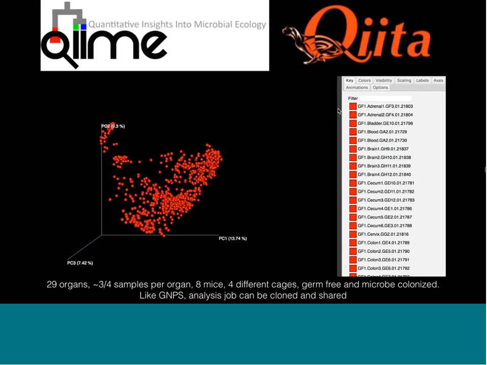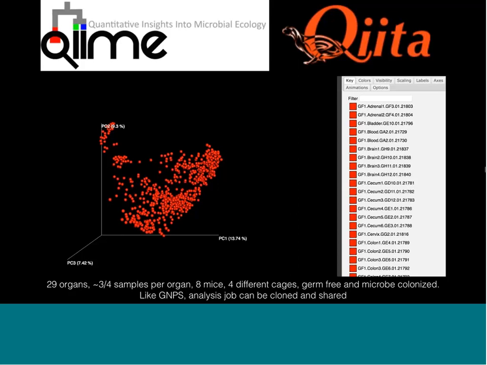And this is a study where we basically took 4 germ-free mice, 4 microbial colonized mice, and we asked the question, how does microbial colonization impact the chemistry associated with the different organs in these particular mice? So we took 29 organs. We have 3 to 4 samples per organ of 8 mice. And then we did a Bray-Curtis analysis within the QIIME infrastructure.